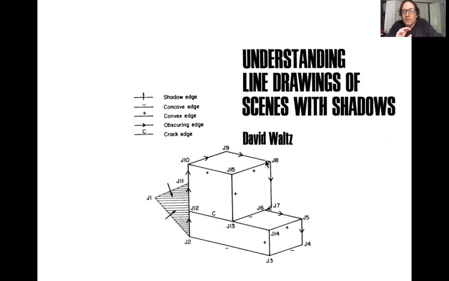If you assume that you have a clean drawing, then you can also assume that it's easy to transform the drawing into a set of line segments. And then the issue is just how do you interpret the line segments? And these are the sort of interpretations you want to make. You want to say what's caused by a shadow edge, a concave edge, convex, obscuring edge, occluding edge, or a crack.